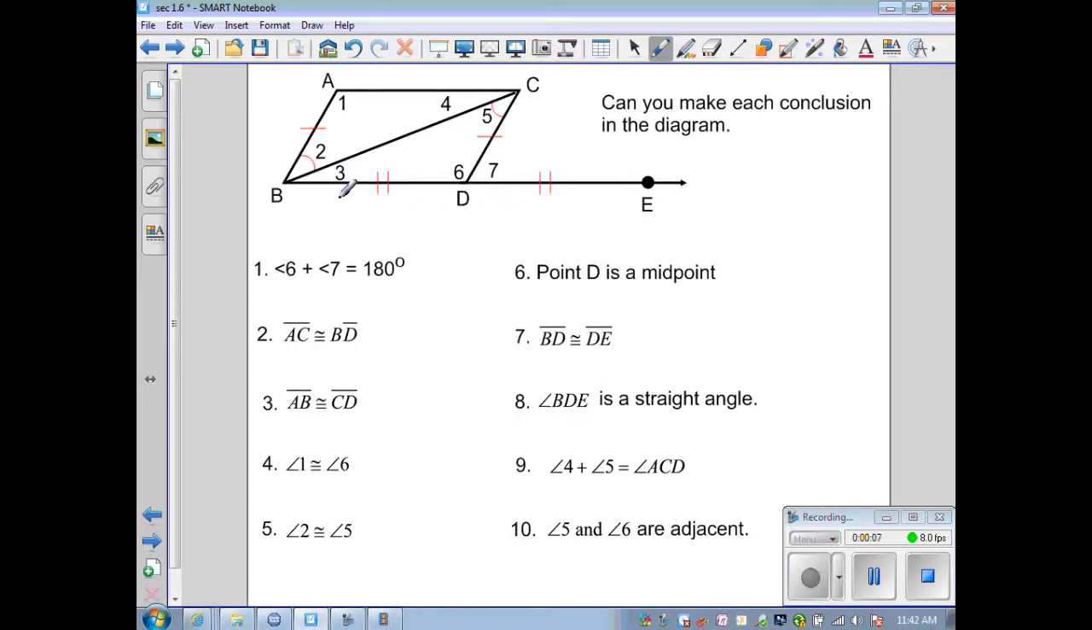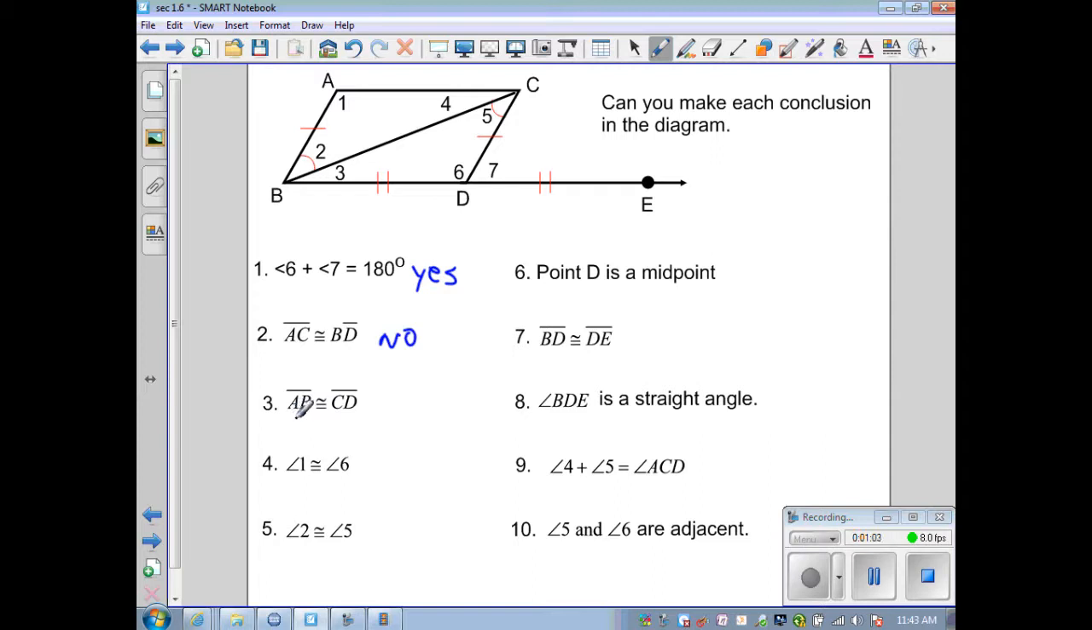Here, we want to use this diagram to see if we can make each conclusion in the diagram. Number 1, angle 6 plus angle 7 equals 180 degrees. Here, BDE is a straight angle, therefore these two would be supplementary and they would equal 180 degrees. The answer is yes. That's number 2, segment AC congruent to segment BD. In the diagram, we don't have tick marks to represent their congruency, so we have no idea if they are congruent, so the answer is no.